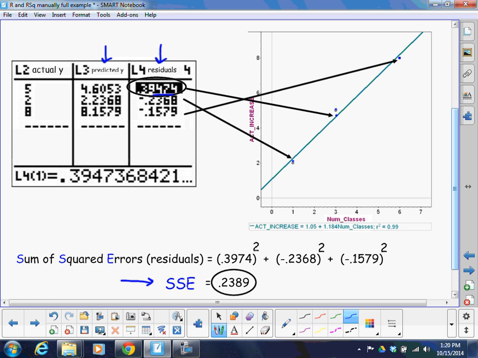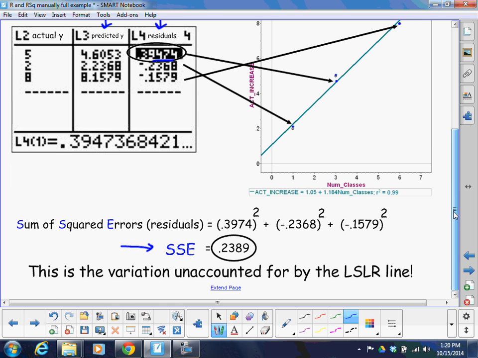Okay, so there's still some error. There's still 0.2389 error, even with our best fit equation. So that number there, that's the amount of variation that's still out there. It's unaccounted for, even by using the real line, the least squares linear regression line. There's still some residual error. Okay, it's a lot less than what we had before, though. So what we want to do is figure out what percentage of the error is unaccounted for.